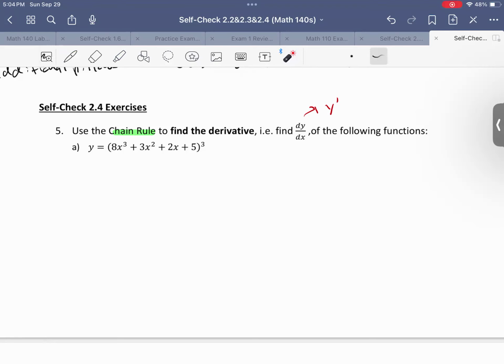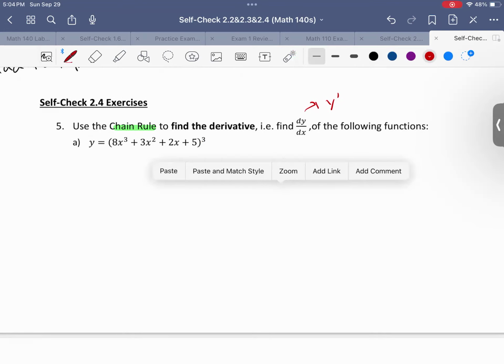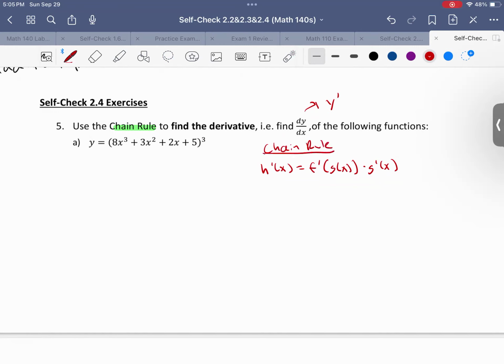So for this part A, we have y equals 8x cubed plus 3x squared plus 2x plus 5 to the third power, right? So if we didn't have the chain rule, we would have to multiply this all out by itself three times and then simplify it and then take a derivative, right? But we have the chain rule, so it's a lot less complicated. So remember the chain rule looks something like this, right? Chain rule is, the derivative of the outside, inside stays the same, times the derivative of the inside.